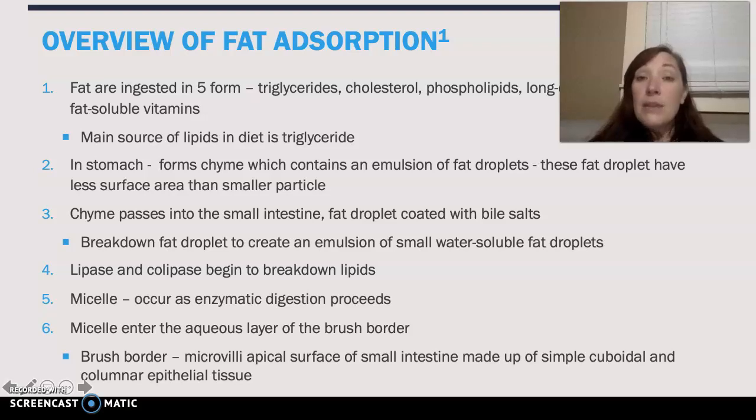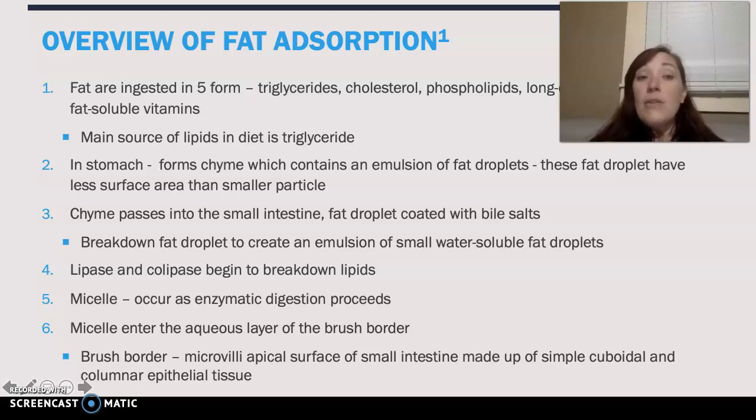It's ingested as triglycerides, phospholipids, cholesterol, long-chain fatty acids, and fat-soluble vitamins. However, the main source and mainly the focus of this lecture is triglycerides. So that's the main source of fat in our diet. Although I'll mainly be talking about the small intestines, what we do need to remember is that fat breakdown actually begins to occur in the mouth and then continues in the stomach. However, this is just a very small percentage of the fat that gets broken down this way. A majority of the fat doesn't get broken down until it reaches the small intestines.